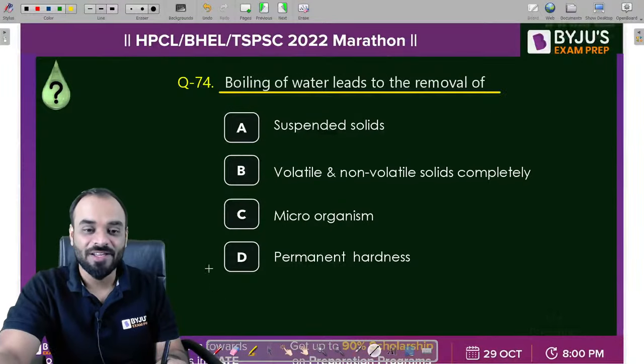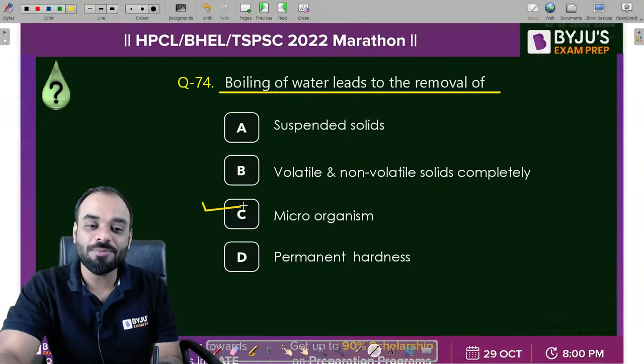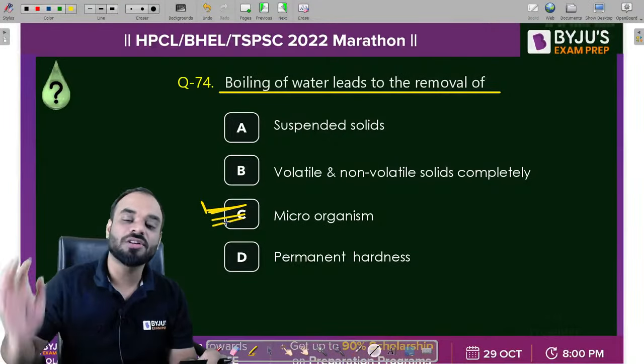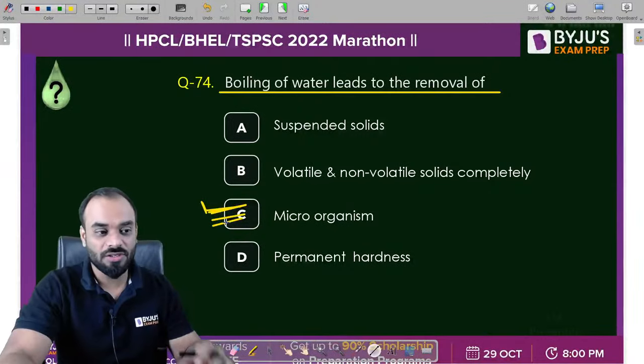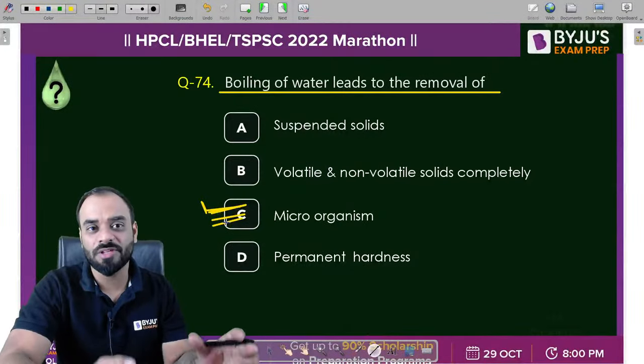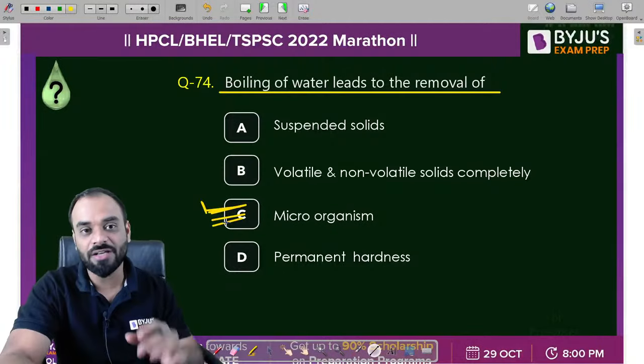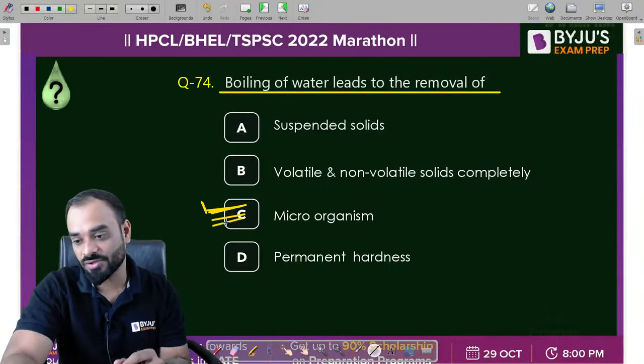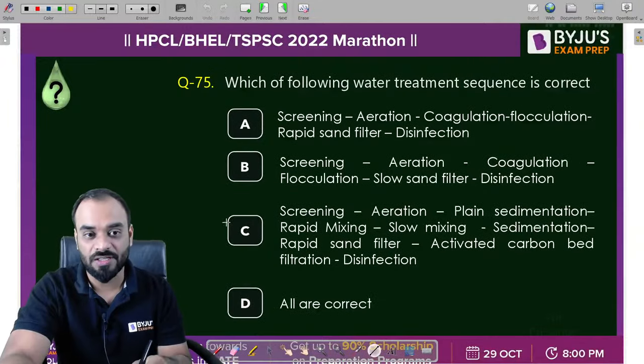It should be C. You know, guys, the boiling process is what? Basically, we are trying to boil our water at 100 degrees centigrade. And you know that generally doctors recommend those people who have suffered from typhoid to use boiled water for consumption so that the microorganisms will not be there. So this is the process by which we can remove microorganisms. Okay, C should be the correct answer.